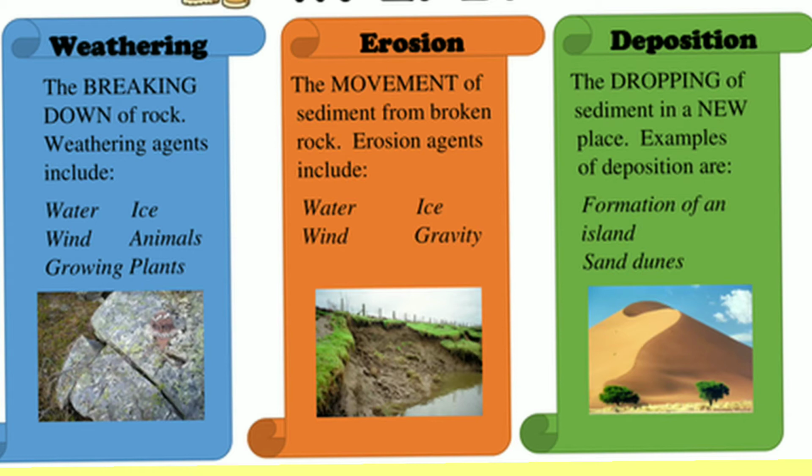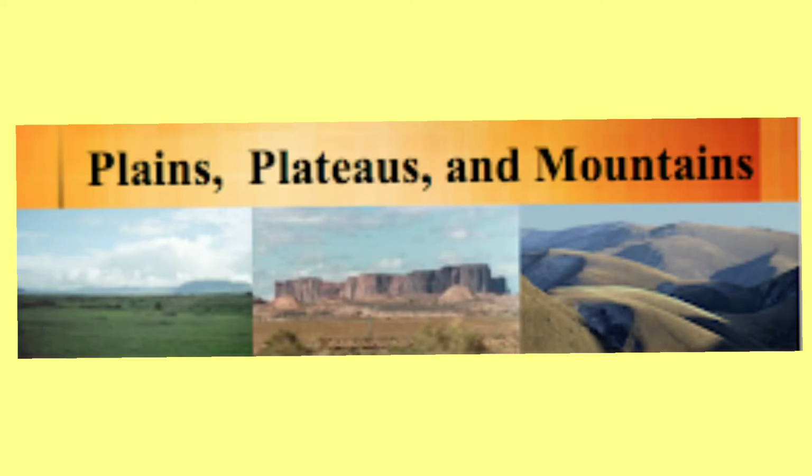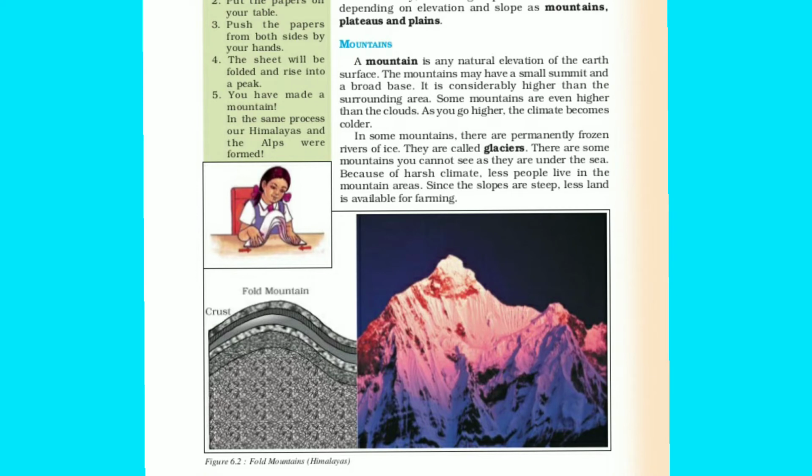So based on how elevated they are from the sea level, we can divide the landforms into three broad categories: mountains, plateaus and plains. First we are starting with the mountains. What is a mountain? It is any natural elevation of the earth's surface with a small summit and a broad base. It is considerably higher than the surrounding area. Some mountains are even higher than the clouds.